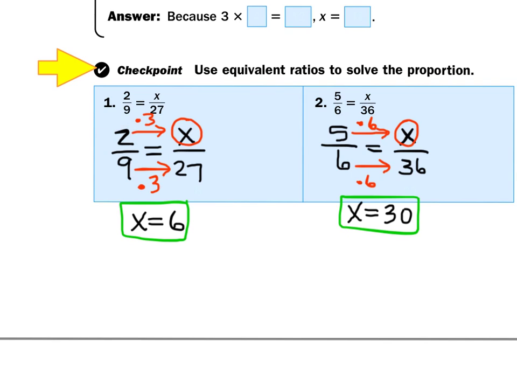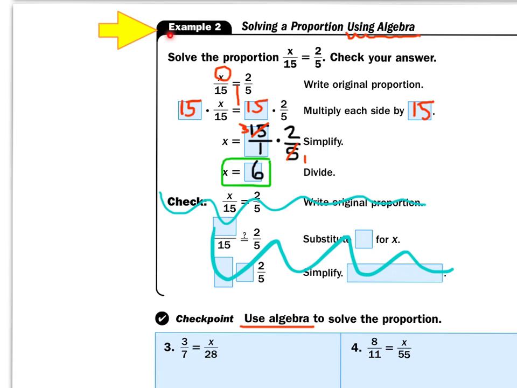Okay, so let's do the checkpoint, and we're going to use equivalent ratios, so just zippies. If I had 2 over 9 equals x over 27, start at the 9. 9 goes into 27 3 times, bring that upstairs. 2 times 3 would give us our answer of 6, so x equals 6. Take a look at number 2. If I had 5 over 6 equals x over 36, again, I would start at the 6. 6 goes into 36 6 times. Bring that upstairs. 5 times 6 would give us our answer of 30. x equals 30.